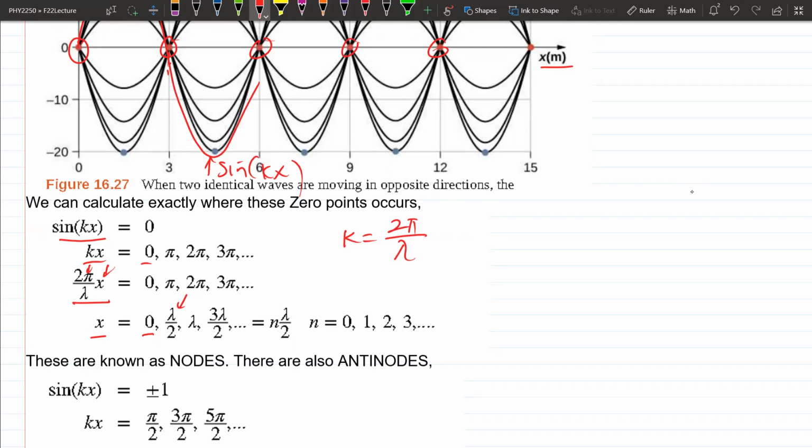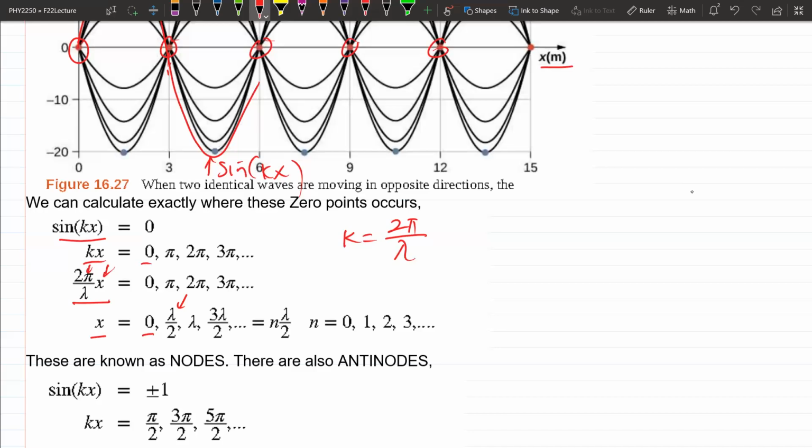So if n is equal to 0, you get this term, this factor. If n is equal to 1, you get this one, because 1 over 2 is exactly this. If n is equal to 2, 2 divided by 2 is 1, so you get this factor here. If n is equal to 3, you get 3/2 lambda. So this is just a general way to write all these terms.